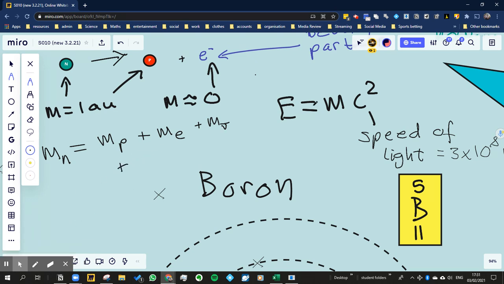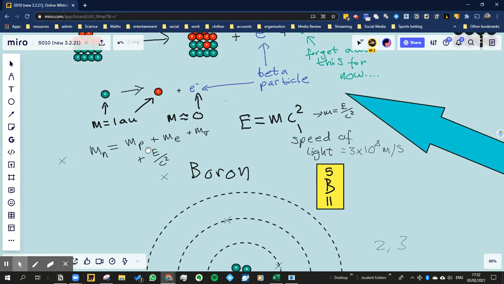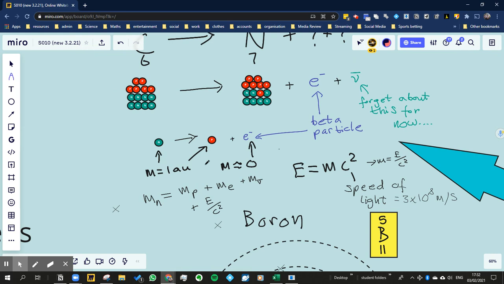So by rearranging this, we can see that the mass would be equal to energy divided by the speed of light squared. So it's going to be equal to the energy that was given off divided by the speed of light squared. So there is going to be a slight difference in energy. Most people don't notice that actually. But if that does make you wonder, that's the explanation.